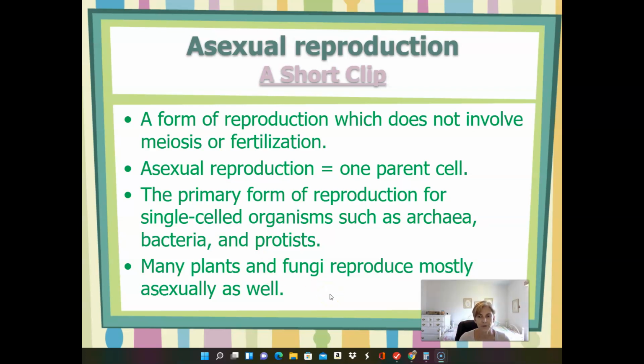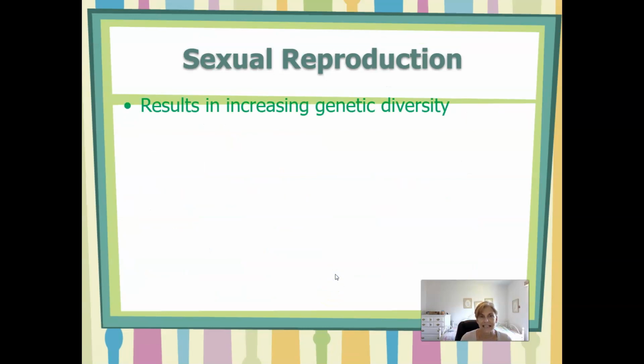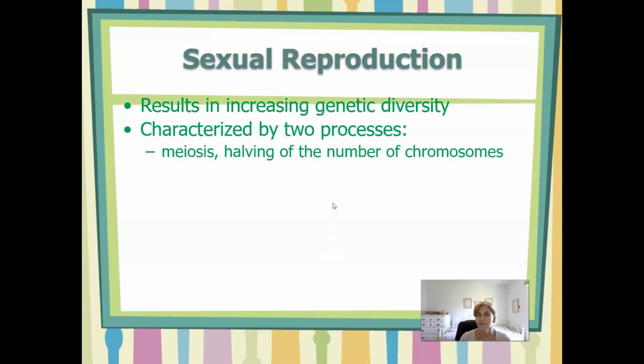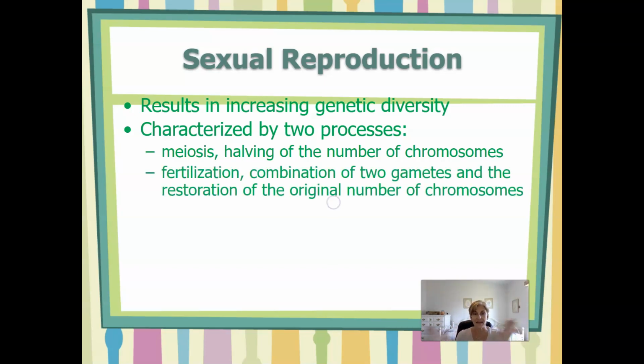Remember, the fungi are the mushroom. Sexual reproduction results in increasing genetic diversity. That is a bonus. It's characterized by two processes. First, you have to go through a process called meiosis, which halves the number of chromosomes. So it's considered a reduction division. So for humans, for example, we're going to go from a cell that has 46 to cells that have 23. That way, when they combine in fertilization, you're back to the original number of 46.